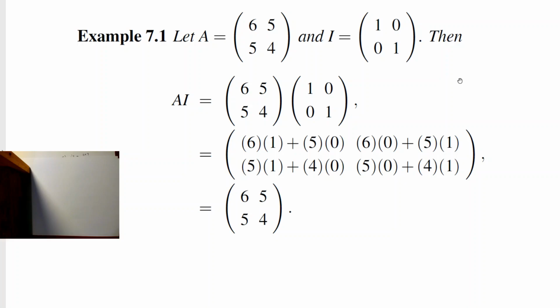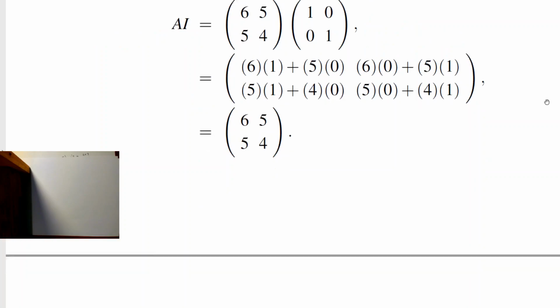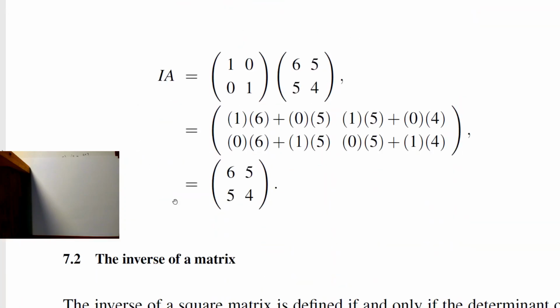It's like the number 1. When you multiply any number by 1, you get the same number. For example, 8 times 1 gives you 8, the number I started with. Okay, minus 75 times 1 gives minus 75. So the matrix I is analogous to the number 1 in multiplication. And conversely, I times this matrix A returns A. So that's what we have shown here.